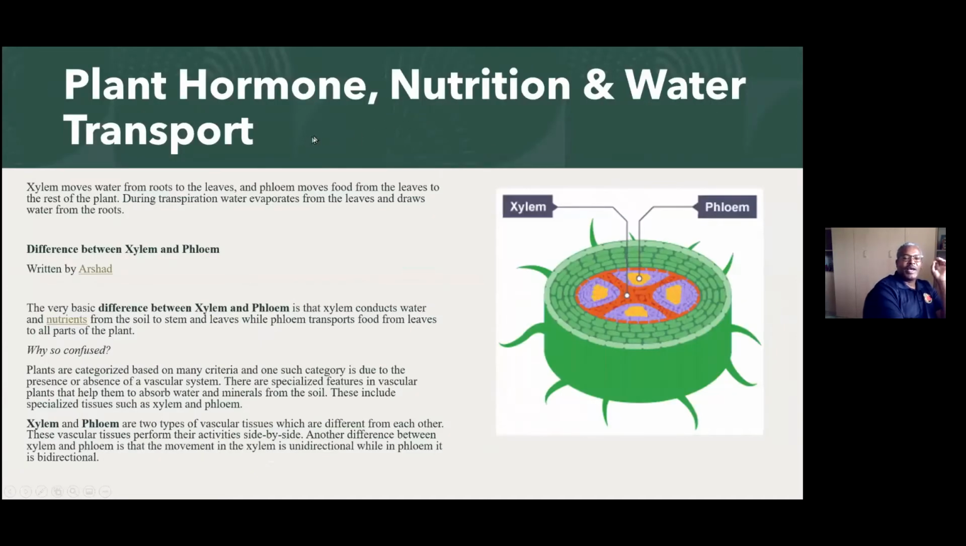Okay, we talked about the xylem and the phloem. This is once again the transport of the plant hormones, nutrition, and water. We said before that the xylem flows from the roots to the top of the tree. The phloem flows bidirectional.